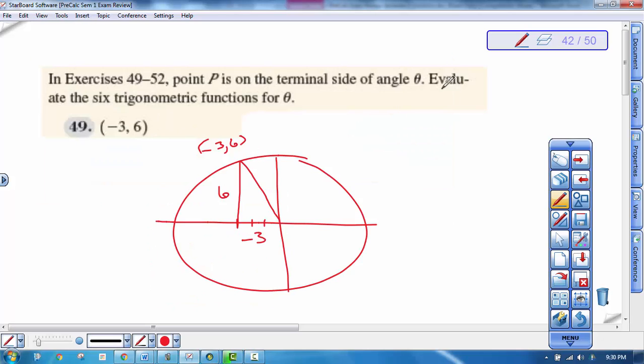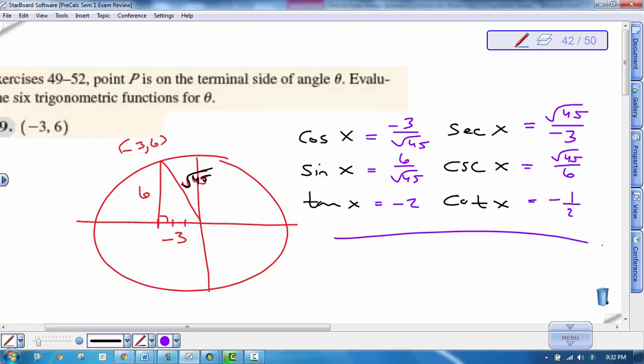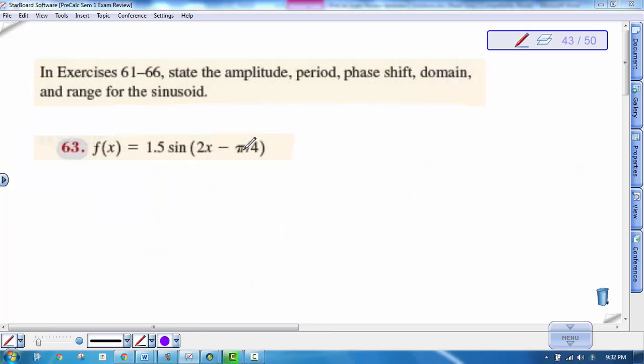Okay, so next problem, if I graph this point, negative 3, 6, I can draw a reference triangle here. Do the Pythagorean theorem, get the hypotenuse. It's the square root of 45. So now I can write all the trig right here. The cosine is adjacent over hypotenuse, so that's negative 3 over the square root of 45. Sine is opposite over hypotenuse, 6 over the square root of 45. And then tangent's opposite over adjacent, which ends up being negative 2. And just flip these to get the reciprocals. And there's your answers.